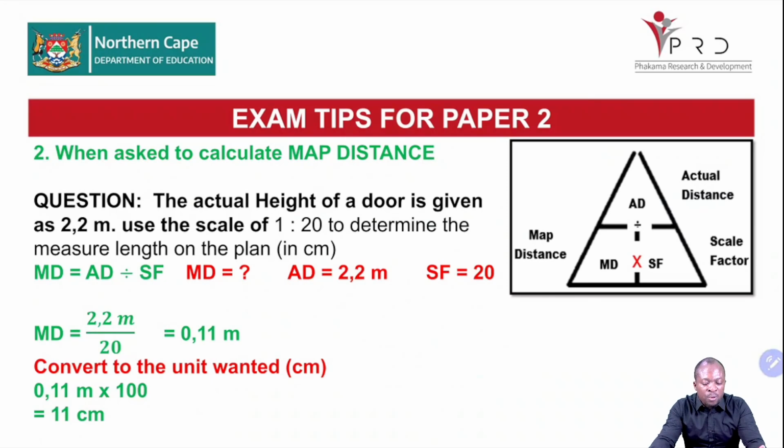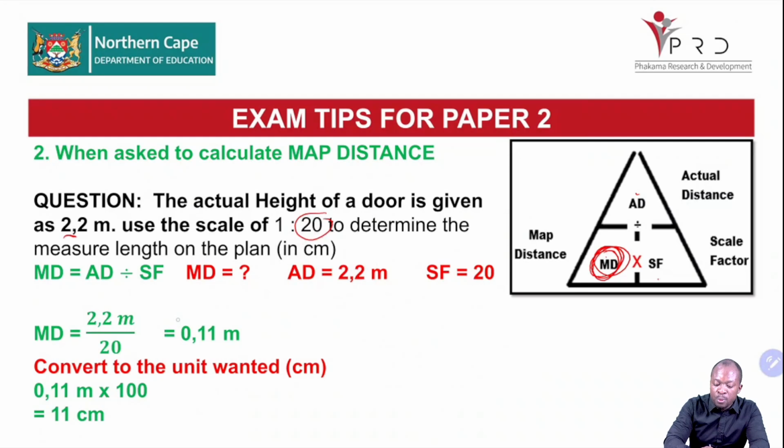What if they ask you to calculate the map distance? Then you will realize that now you cover the map distance. So once you cover it, we are left with AD and SF. Remember I said to you, the SF is the value on your right side of the scale, the number scale, if the left side is 1. So let's look at here. It says the actual, that's AD, right? The actual is 2.2 meters. Use the scale of 1 is to 20. So it means 20 is our SF.